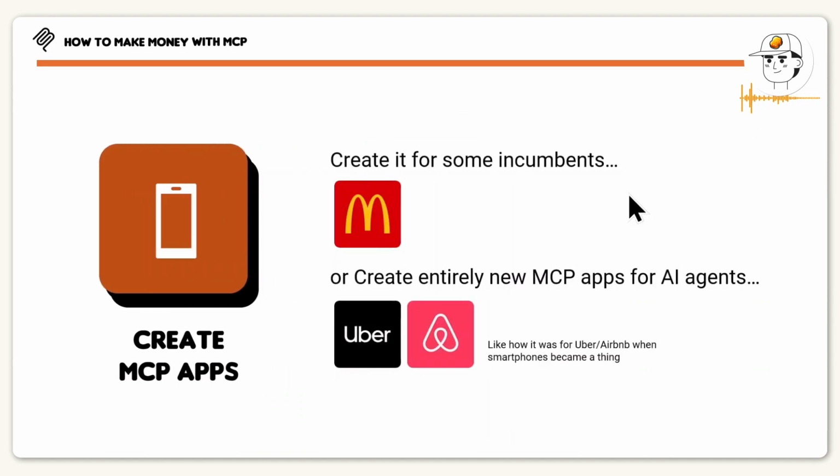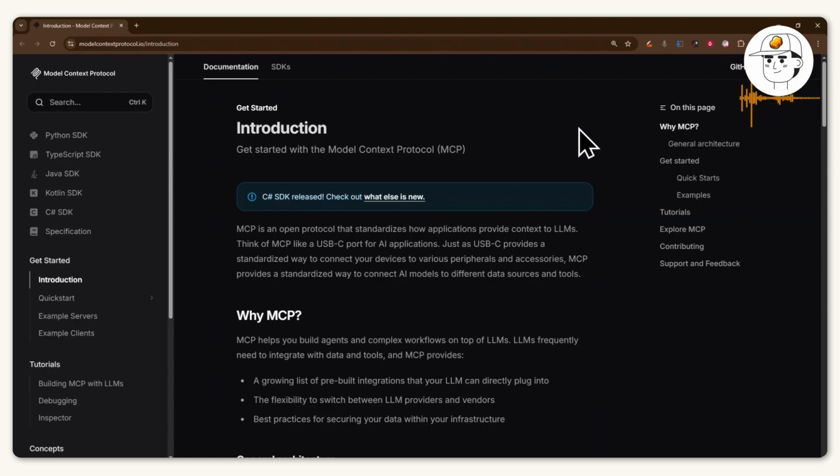And as we have talked about earlier, it's possible for you to create it for some incumbents. So the McDonald's of the world will obviously need developers still to create these MCP servers for them. And so having that skill in the next few years is going to be crucial if you want to cater to this market. Or you can also create entirely new apps for AI agents, similar to how, let's say, Uber or Airbnb became so big when smartphones became a thing. So what are those versions of services that people would want their AI agents to be able to have access to or do?